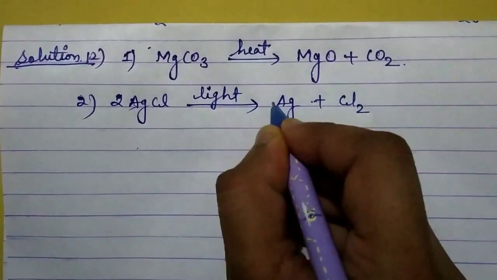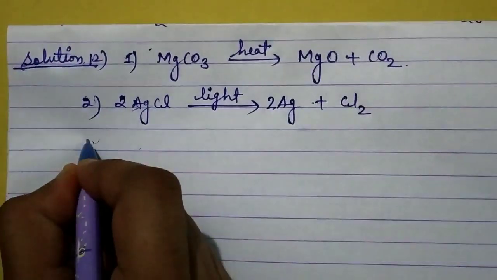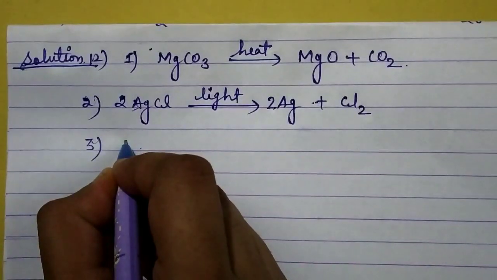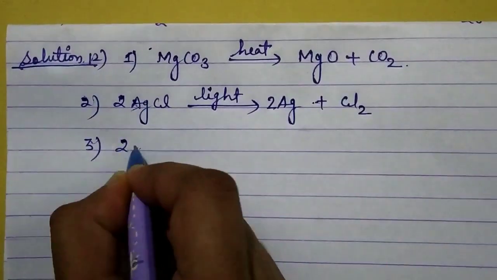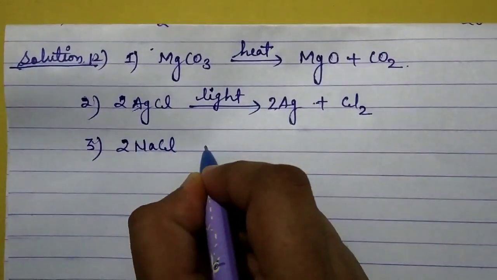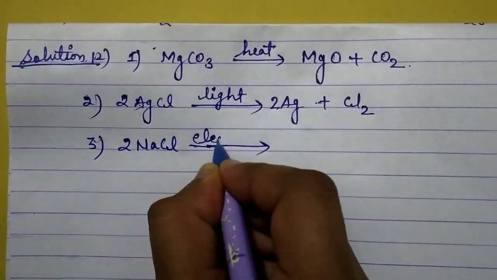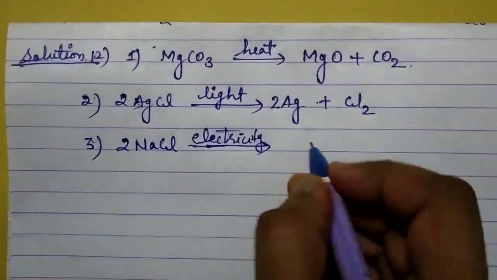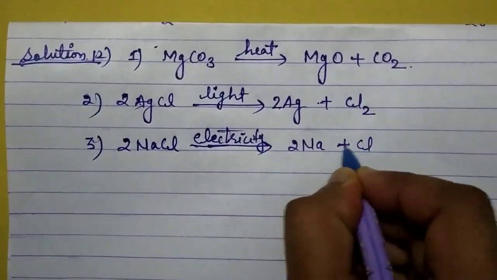ठीक है, तो यहाँ पे इसको बैलेंस करने के लिए हमें 2 कोफिशिएंट लिखना होगा. Third equation, in presence of electricity, electric current. ठीक है, तो इसमें वाटर भी हम लिख सकते हैं, और मैं यहाँ पर बेस्ट एग्जाम्पल NaCl का ले रही हूँ. In presence of electricity, split into 2Na plus Cl2.